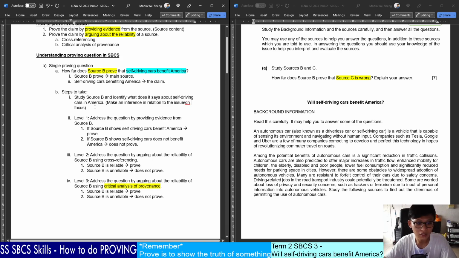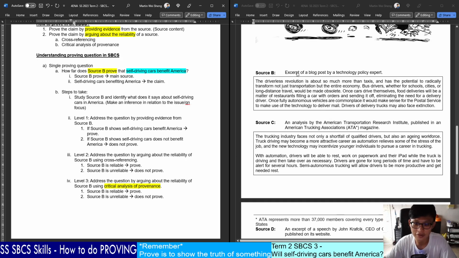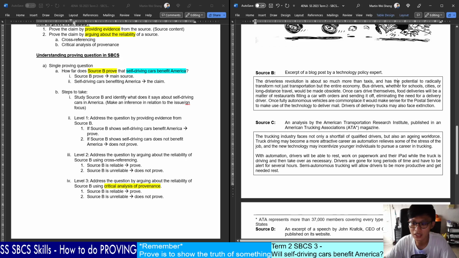If I look at source B, let us all take a look at source B now. Source B is an excerpt from a blog post by a technological policy expert. In source B, he says that the driverless revolution is about so much more than taxis, has the potential to radically transform not just transportation, but the entire economy. So the first sentence is trying to say that the self-driving car would actually change the whole society. Next line, it says bus drivers, whether for schools, cities or long distance travel, would be made obsolete. Obsolete meaning that they would become out of place, they would become useless.